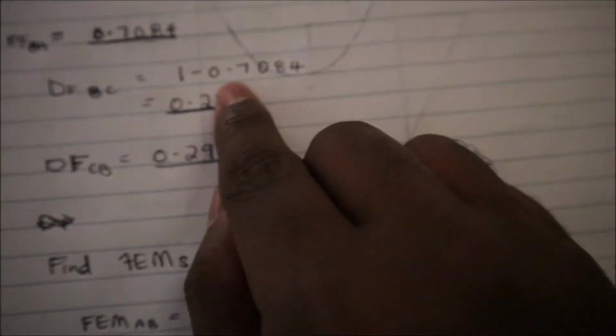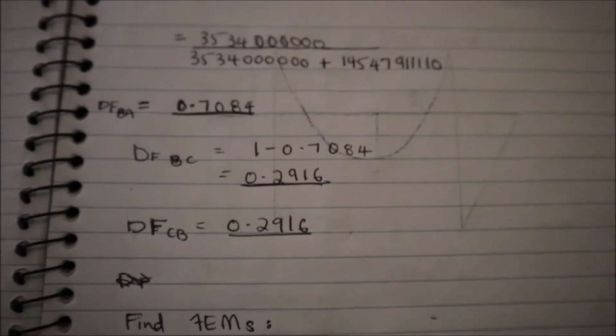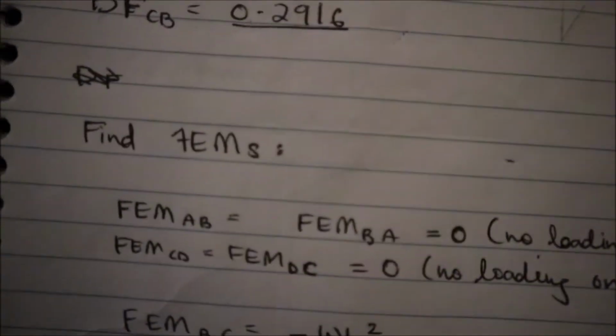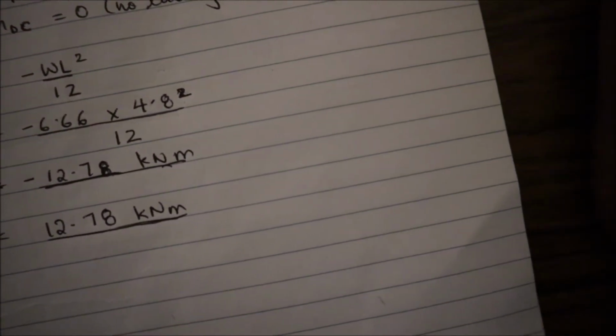So 1 minus 0.7084, I got 0.2916. And then I found my FEM. I think the long form for FEM is finite element member. I googled it. I'm not really sure, but yeah, it's always good to learn the long forms.